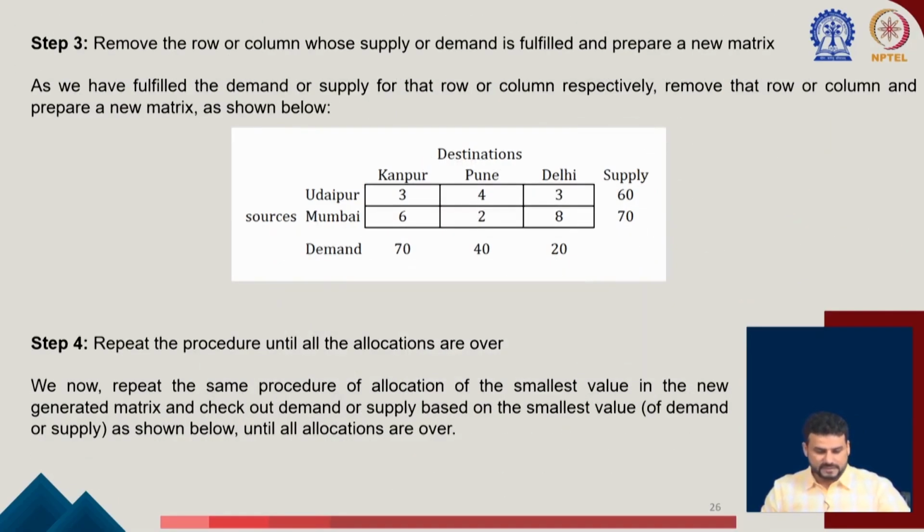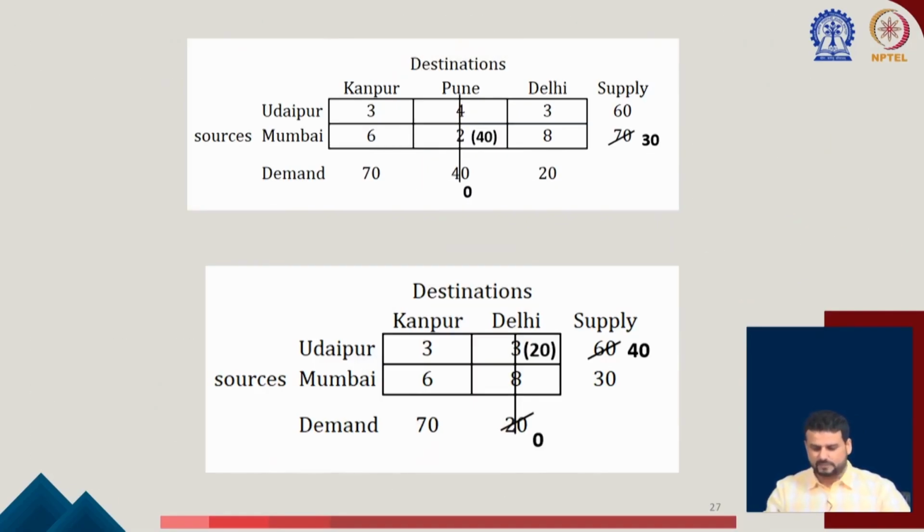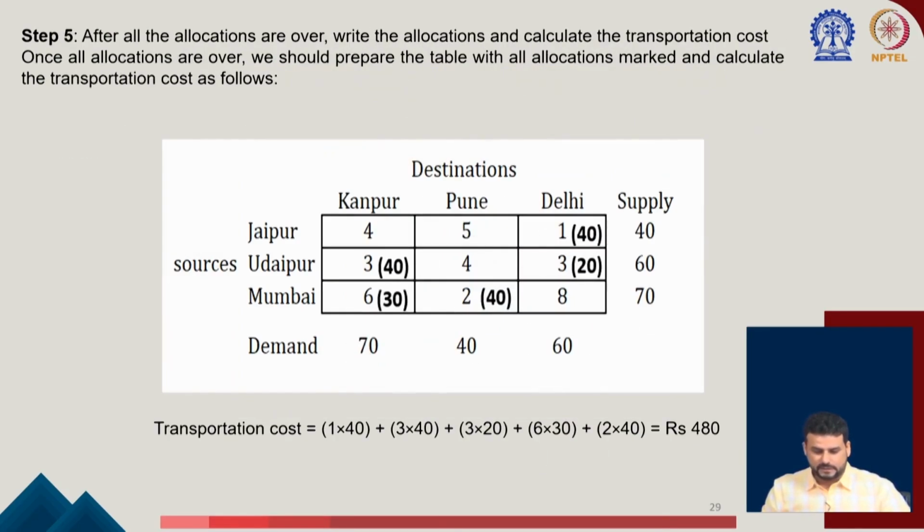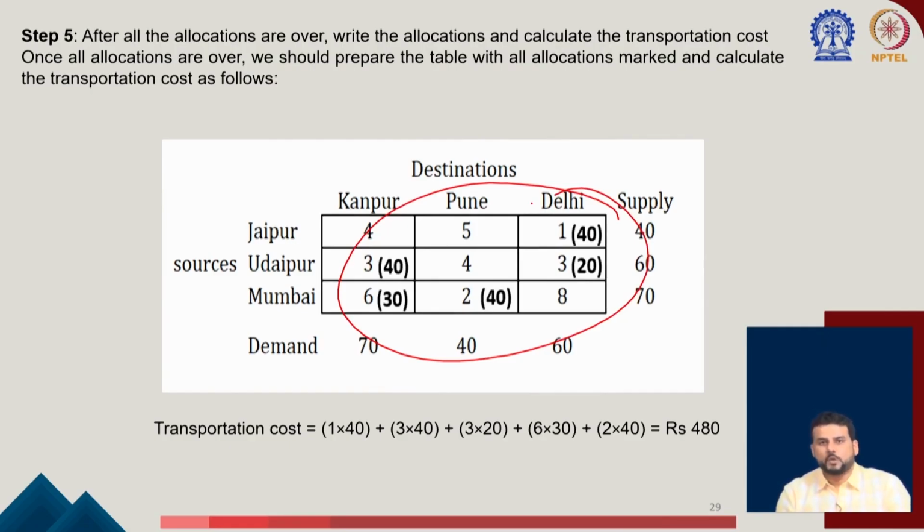In the further slides, step by step, I have given you the same steps which I have done, so you can just use that. You can see this is the total allocation, the same allocation we have done. Now the transportation cost again is 480.